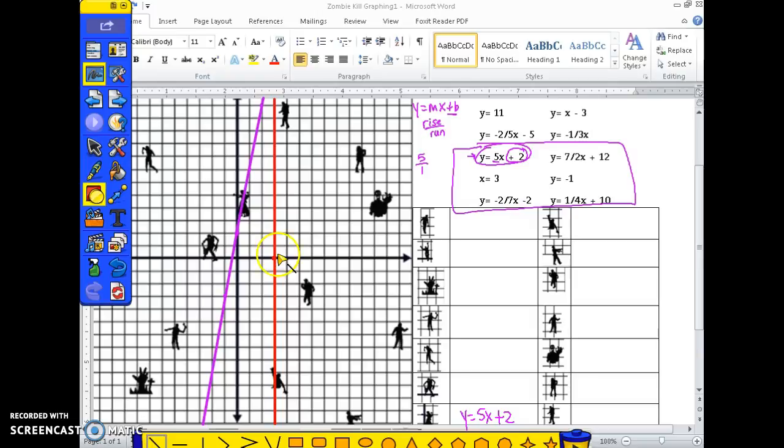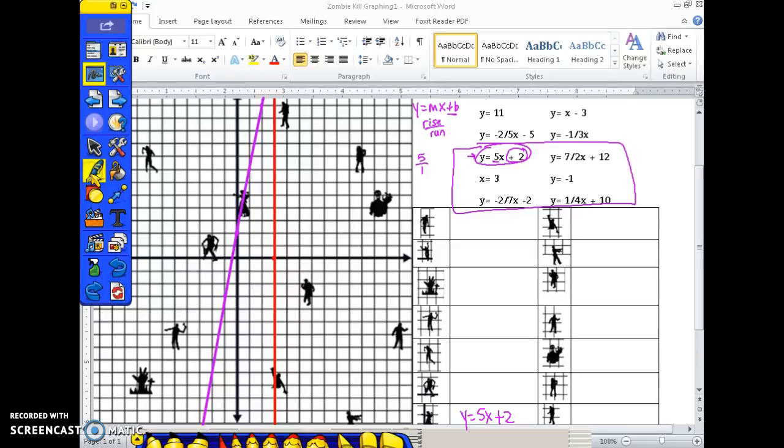But everywhere on this graph that I've drawn in red, this point is (3, 0). This point is (3, 1). This point is (3, 2). This point is (3, 3). Everywhere on this graph, the x-coordinate is going to be 3. So the equation for that is x equals 3. Now, for the purpose of this activity, it's going through this zombie, so we're going to write x equals 3 where we see this zombie right here at the top, x equals 3.